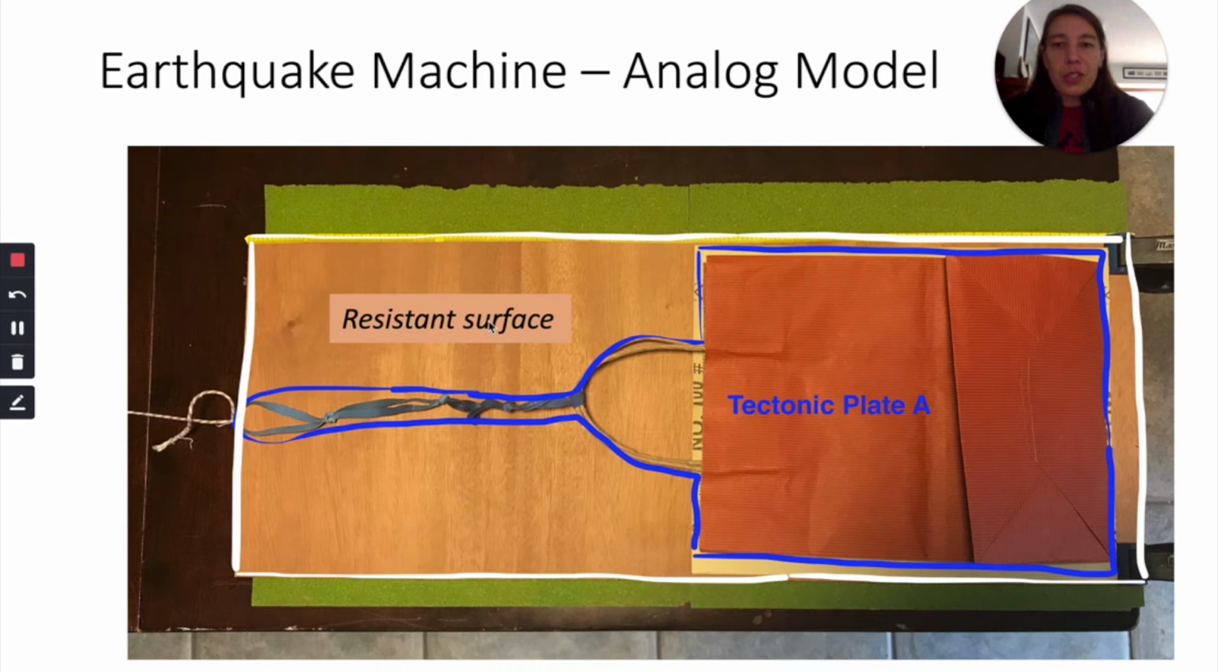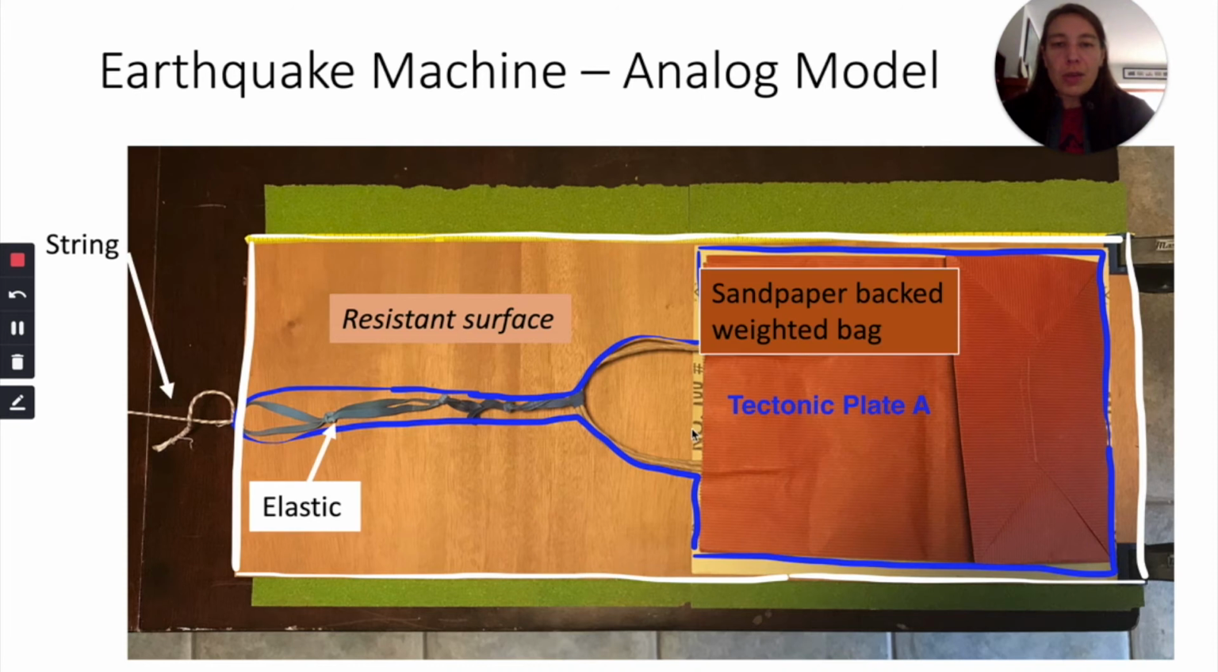For this earthquake machine, we have to have a resistant surface, which can be a board of wood, it can be the carpeted floor at your house, it can be any number of things. And then you need to have your weighted, also friction surface representing the tectonic plate that is moving. In addition to that, we also have the elastic, which is a really important component. String is simply for pulling.